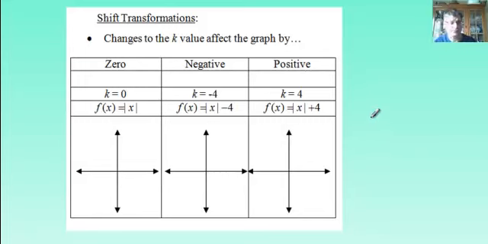Now let's talk about that k value. So with the k, let's say our k value is 0. If you're looking at that, you should be referring to your general equations. Look back at those to help you follow along. So if it's 0, basically this is going to be our parent. There's not going to be anything going on here, and the parent function, we just saw that. That's just going to be your V shape, if you will. And if it's a negative, we're going to shift down.